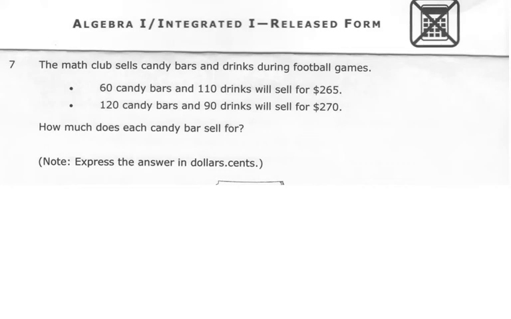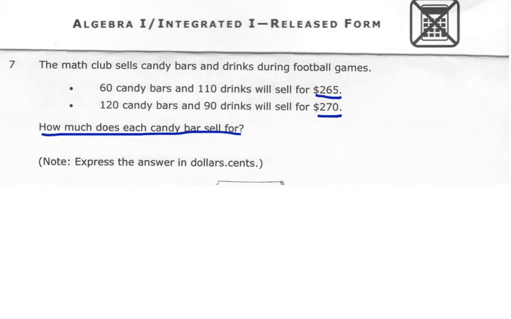Number 7, the math club sells candy bars and drinks during football games. 60 candy bars and 110 drinks will sell for $2.65, and 120 candy bars and 90 drinks will sell for $2.70. How much does each candy bar sell for? And that's what we're looking for, and it wants it in dollars and then cents.